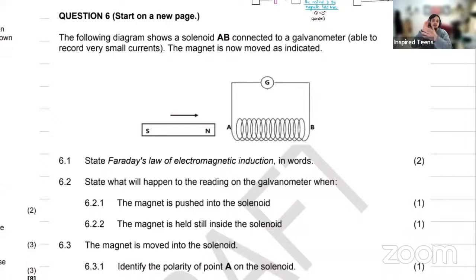So the current is not in the opposite direction. It's just that the induced north and south poles will be induced in such a way that they oppose the magnet. The current will be determined thereafter. Depending on where the north and the south pole is, you can use the right-hand rule to determine in which direction your current is going to be.